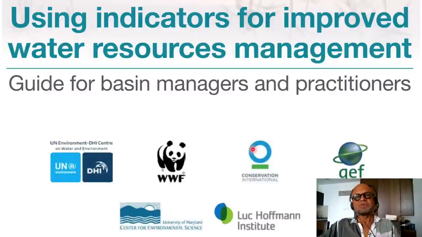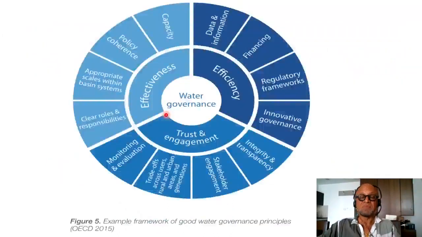Before going to the critical thinking and key questions, I wanted to include this report here by all these organizations on using indicators for improved water resource management, a guide for basin managers and practitioners. I also have additional material from another report on how climate change is affecting water and children, which is very important as well. Example framework of good water governance principles. So this is very relevant to the chapter we are discussing. So water governance is the main goal.